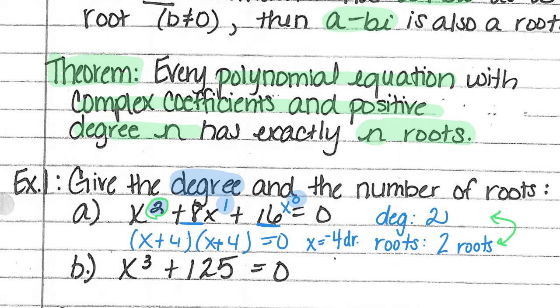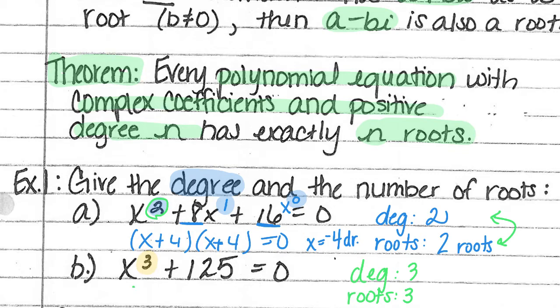So if I take a look at the next one, we have a 3. So I know that the degree of this polynomial is 3. And again, I don't really have to solve it. I just have to know that the number of roots will match that degree, and there will be 3.